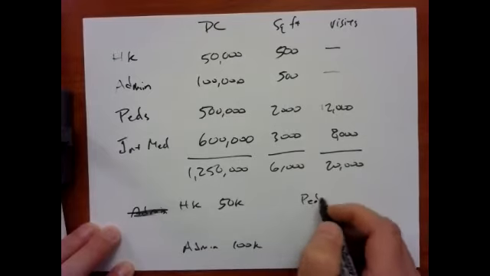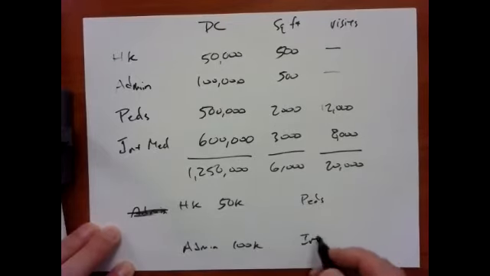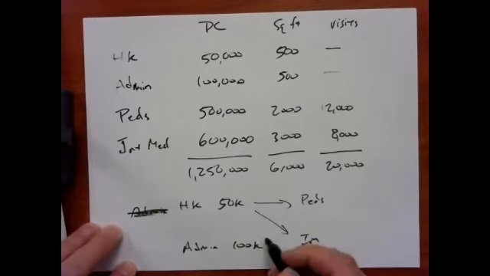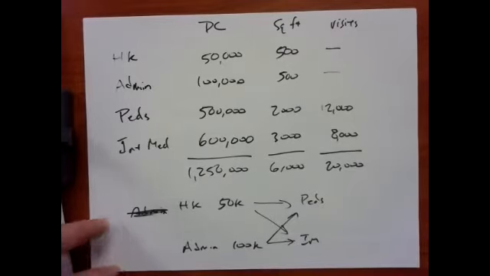And then I've got peds and internal medicine, and I've got to figure out how much of the 50K goes to peds, how much of the 50K goes to internal medicine, how much of the 100K goes to peds, how much of the 100K goes to internal medicine. Right, so what's a fair method for doing this?